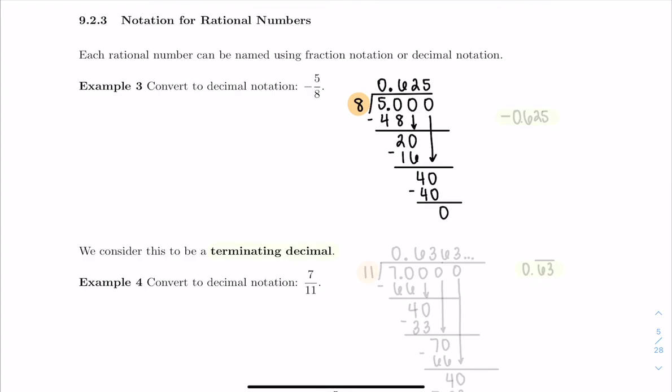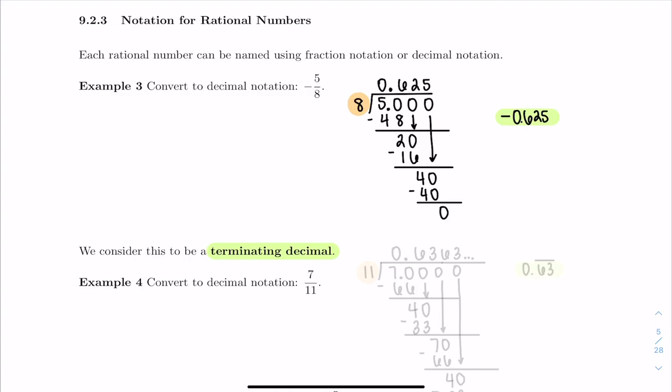And once we either get to 0 or we see a pattern that's repeating, we can stop. So we've finished. We have our decimal up on top. The only thing we have to remember is that this was negative to begin with. So this is negative 0.625. We call this a terminating decimal because it ends. It has a stopping point.